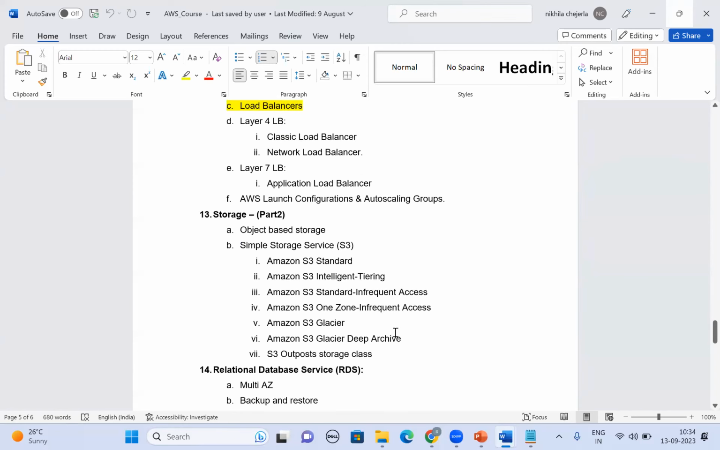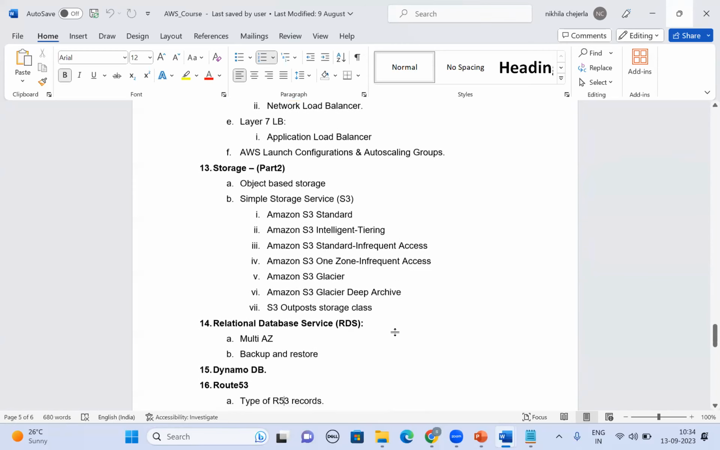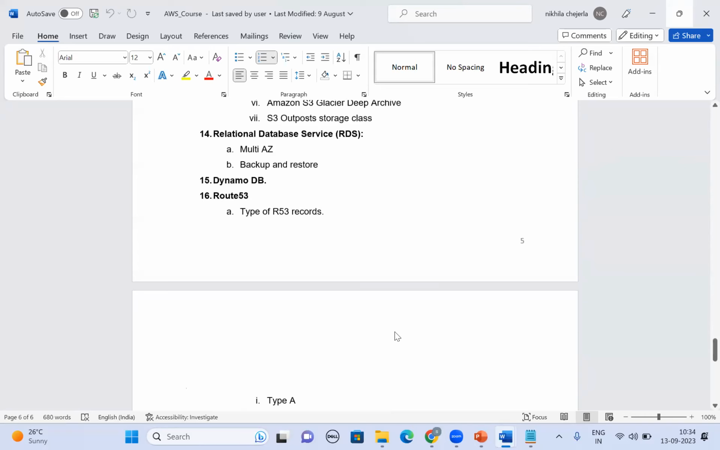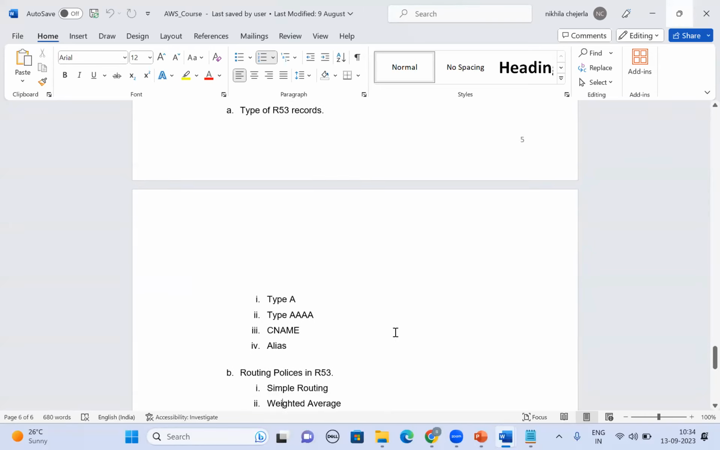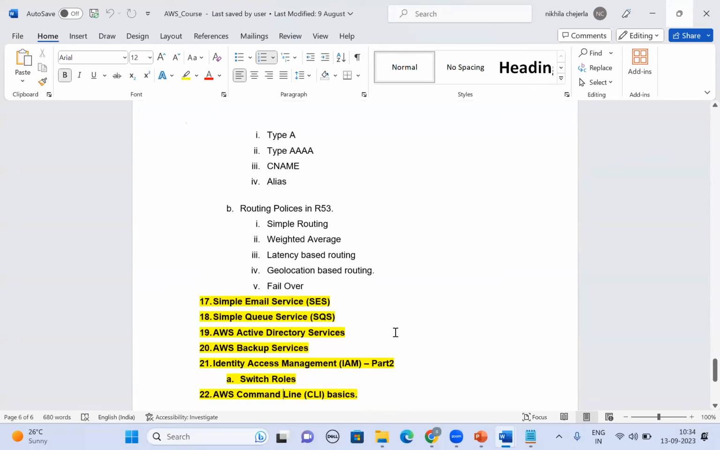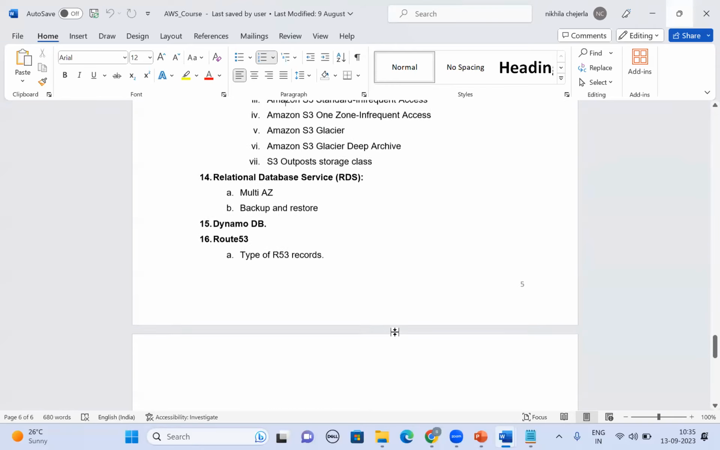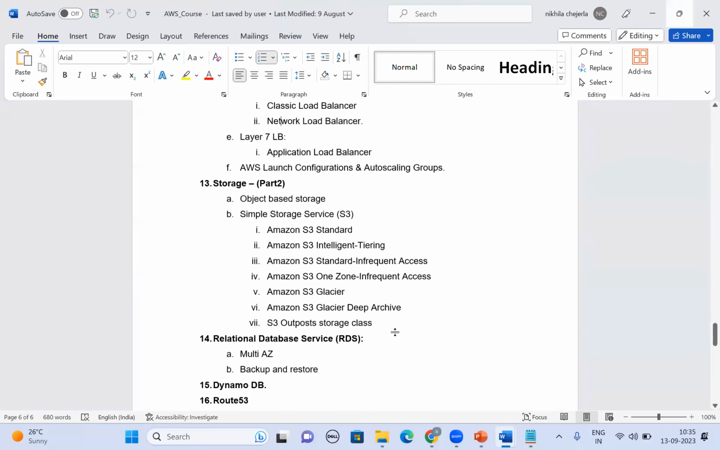And we'll discuss relational database services. We'll discuss DynamoDB. We'll discuss Route 53, right? And we'll discuss Simple Email Service, AWS Backup services, AWS CLI commands. Okay, so these are all what you are seeing on the screen. These are all services which AWS is providing to the users. Everyone has their own usage, but they are interlinked together to provide a service to the users. Okay, so this is what the AWS course content is.